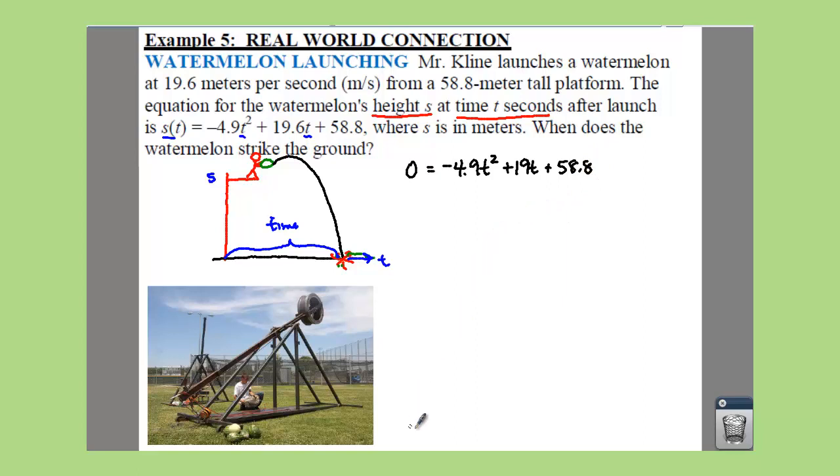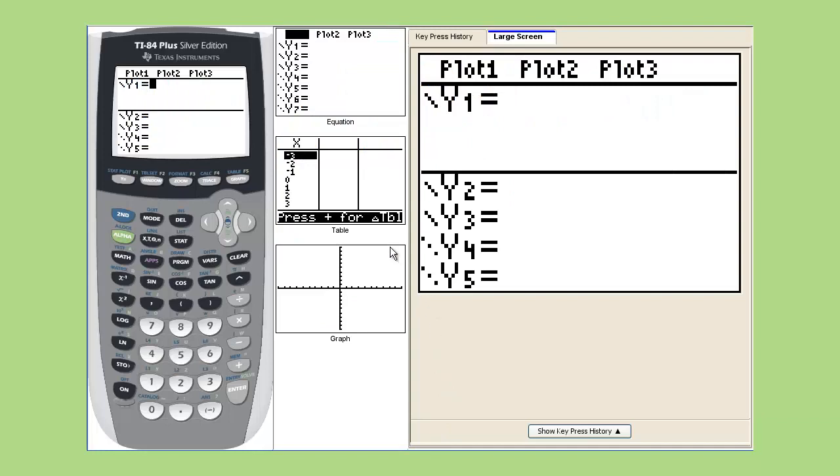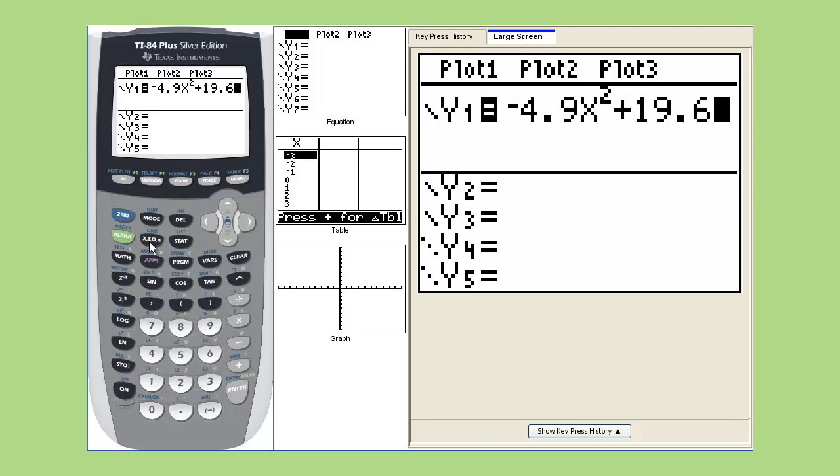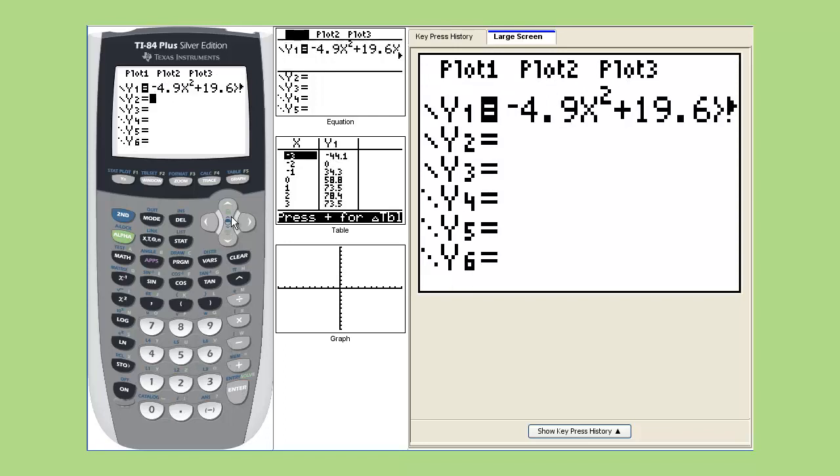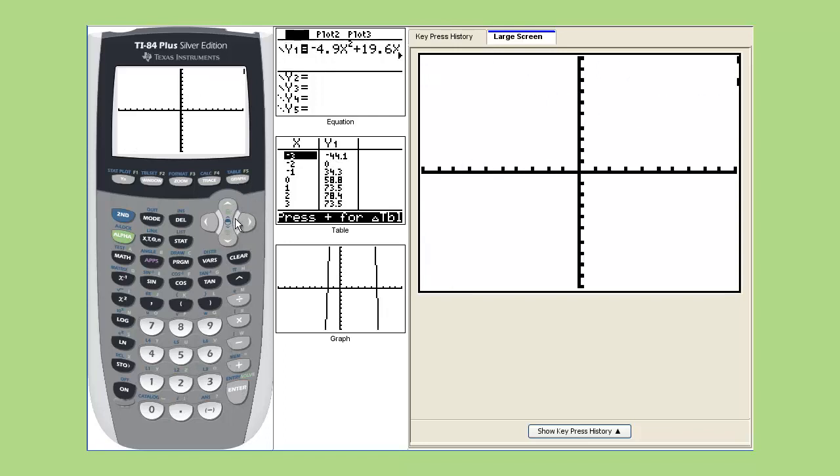So what we're going to do is use our graphing calculator. Hopefully you have it. You're going to go to the y equals, and you can hit the y equals button. It should go right here. What we're going to do is type in your equation. So we're going to say negative 4.9, instead of a t, we're going to say x squared, plus 19.6x plus 58.8. So this is our equation. We're going to graph it.